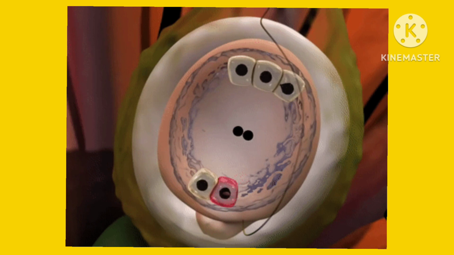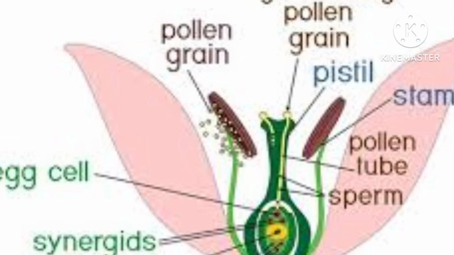Second one, about pollen grains. Flowers contain stamens and carpels. Stamens are the male reproductive organs. Stamens are also known as androecium, and stamens produce male sex cells called pollen grains. A pollen grain contains a single nucleus at first.